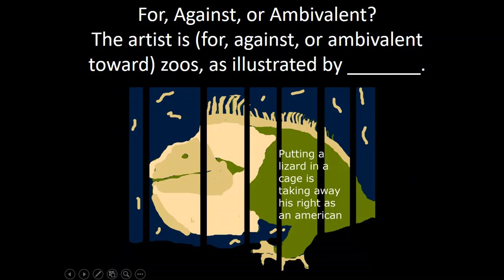And this one I just think is really cute. Putting a lizard in a cage is taking away his right as an American. I love that one. The student definitely is stating a point of view, but is also being comical, which, you know, comedy can actually go a lot further than being serious sometimes, right? If you can make people laugh, they might actually see your point of view more easily, because it takes down those human boundaries when we use humor.